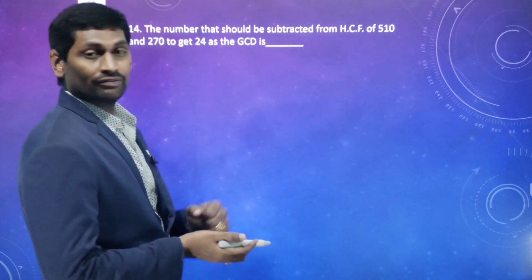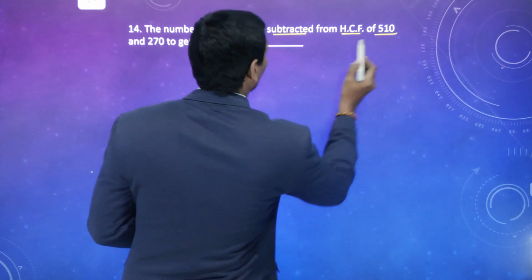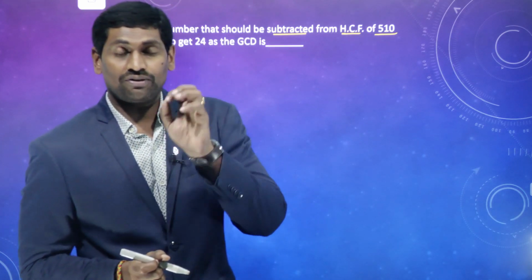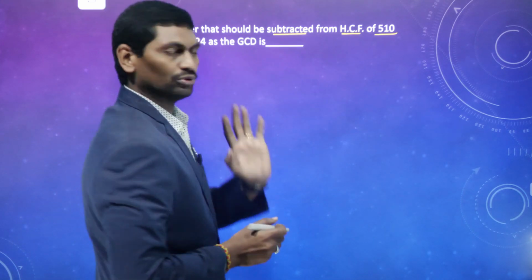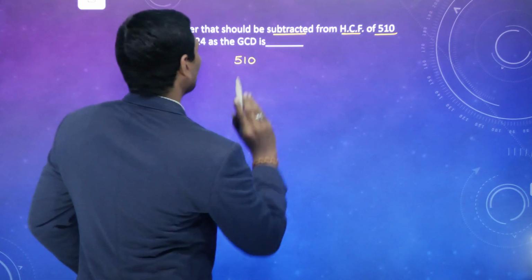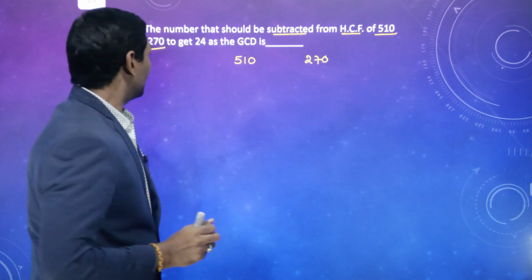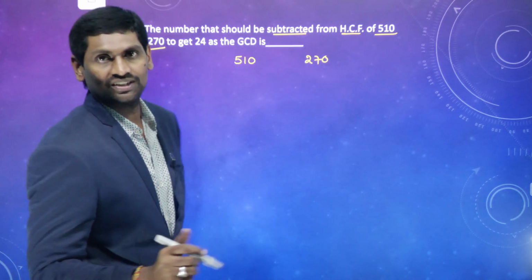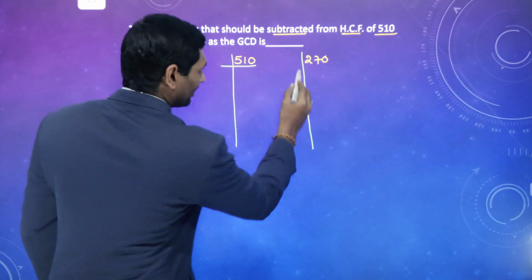Yeah. The 14th one, which is given: the number that should be subtracted from the HCF of 510 and 270. First of all, let us find out the HCF of these two numbers. Then, what number should be subtracted from the HCF to get 24? Okay, so I am finding the HCF by using the prime factor method. The two numbers are 510 and 270. To find the HCF of these two numbers, I am using the prime factorization method. Okay, so try to find out the prime factors for 510 and 270.